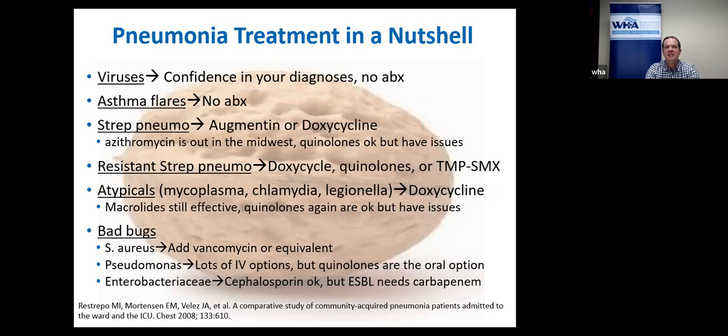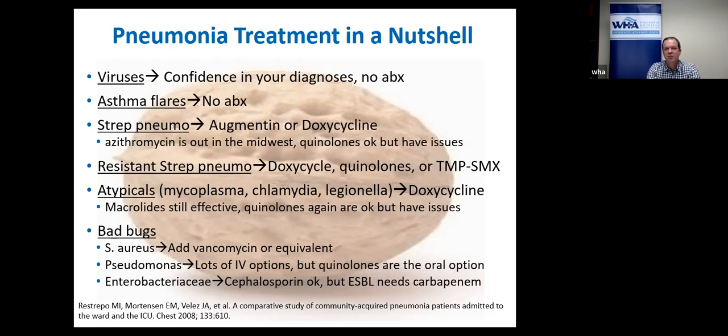So if you were to take this slide and apply it to all your patients, that would be a mistake. You've got to look at individual medication regimens they're on, individual allergy profiles, et cetera. But in general, this is how I am thinking of community-acquired pneumonia in my practice and in Wisconsin. First of all, we have to acknowledge that viruses are out there, and we have to have clinical confidence in our diagnosis of a virus.